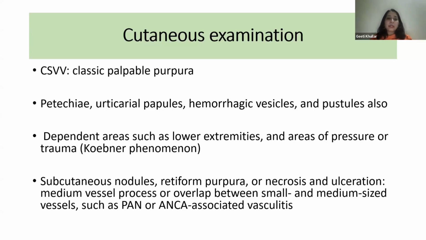And we all know that based on what kind of blood vessel is involved, there can be different types of lesions. So once we have done our systemic examination, we will see what kind of lesions the patient has. In cutaneous small vessel vasculitis, which we commonly see, or leukocytoclastic vasculitis, we have the classic palpable purpura. I will be showing the images in the next slide. There can also be other lesions, as I mentioned: urticarial lesions, sometimes petechiae, vesicles, hemorrhagic vesicles, and pustules.